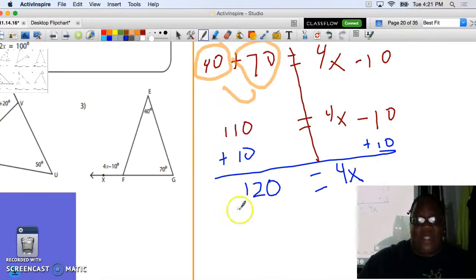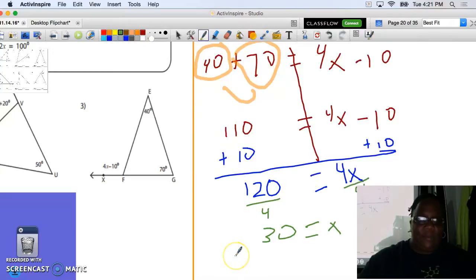x is still not by itself. It's attached with multiplying 4. So I'll do the opposite of what I see and divide 4 on both sides. All right. 120 will go into 4 how many? Look at that. I don't have to work out a calculator. She's right there with me. Yep. So x equals 30.